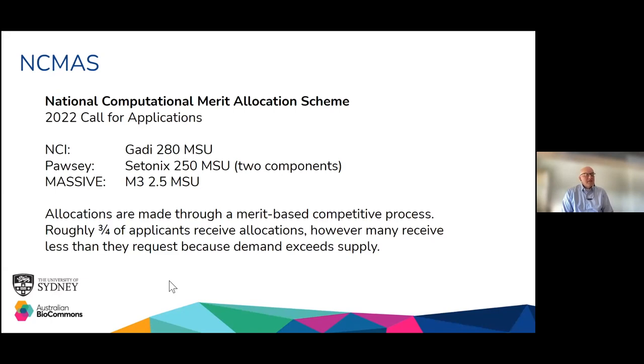In recent years, the success rate for NCMAS, that is the percentage of applications that receive an allocation, is roughly three of every four, or about 75%. But it's also worth mentioning that many applications receive an allocation, but they receive less than they request. And this is because demand for NCMAS resources always exceeds supply.